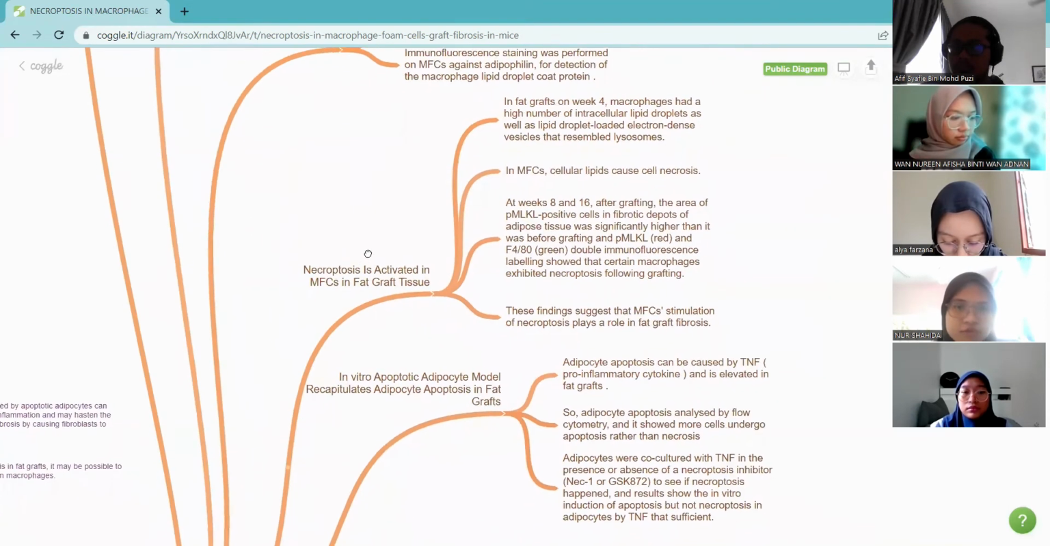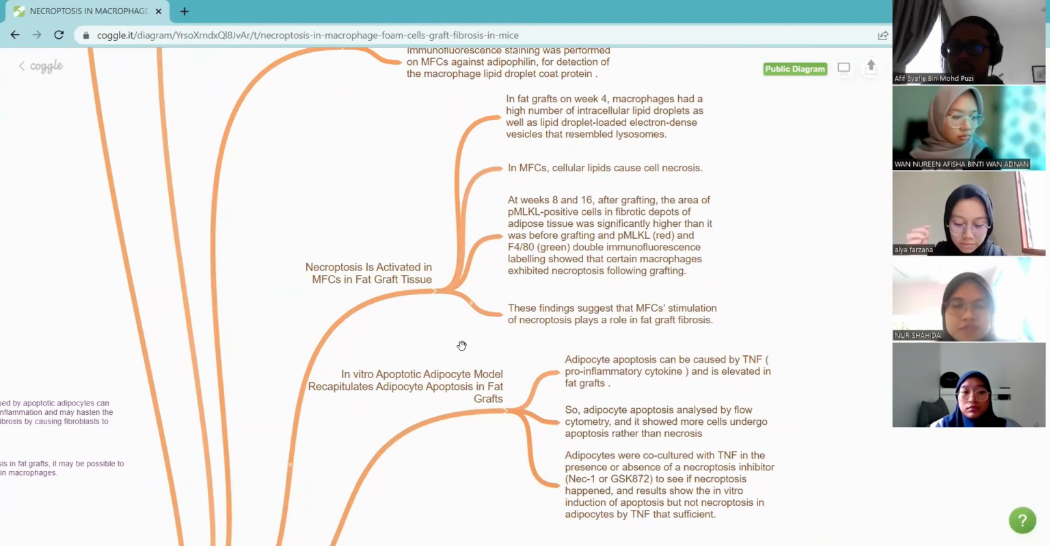Next one is necroptosis is activated in MFCs in fat graft tissue. In fat graft on week 4, macrophages had a high number of intracellular lipid droplets as well as lipid droplet loaded electron dense vesicles that resemble lysosomes. In MFCs, cellular lipids cause cell necrosis.